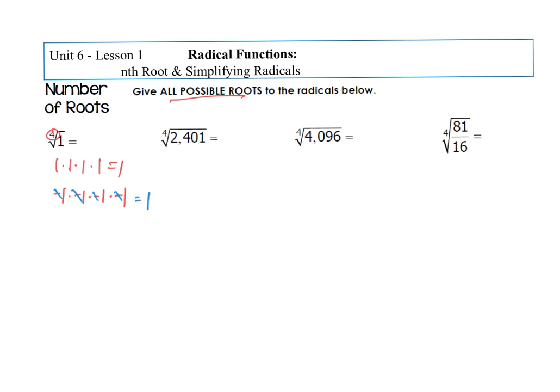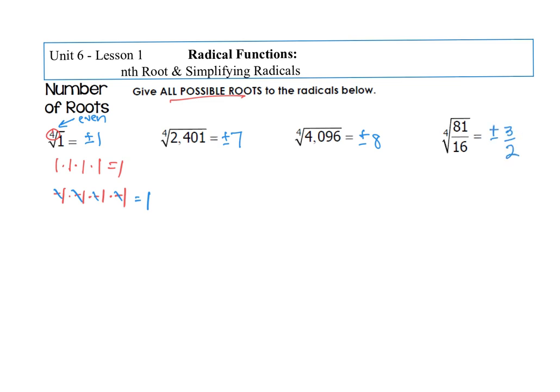So we're back to having an even index means that we do plus or minus that value, plus or minus 1. So odds, just keep the sign. Even indexes, we're plus or minus. The fourth root of 2,401 would be plus or minus 7. The fourth root of 4096 is plus or minus 8. And again, you could do this all on your calculator. The fourth root of 81 over 16 is plus or minus 3/2.